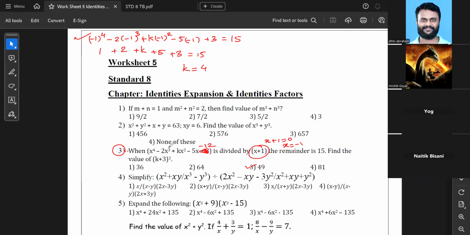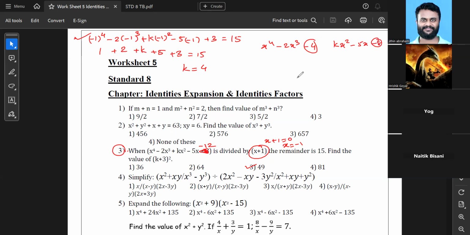Like you have to divide this into two constants, like some number over here, like x raised to 4 minus 2x cube. Let's say, for example, I'm dividing minus 4. That is one group, and another group is kx square minus 5x. If minus 4 goes here, you're left with minus 8 over here. So the total addition of these two numbers should be equal to minus 12.